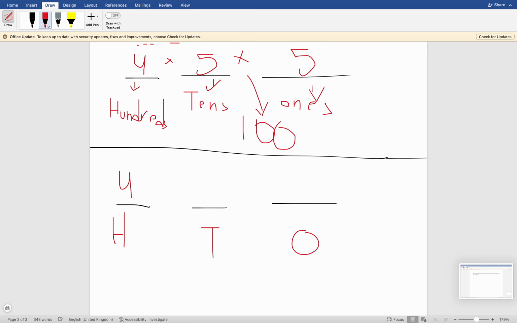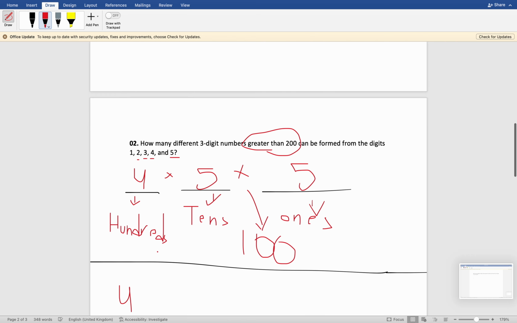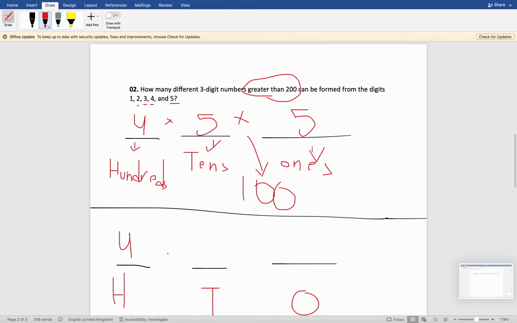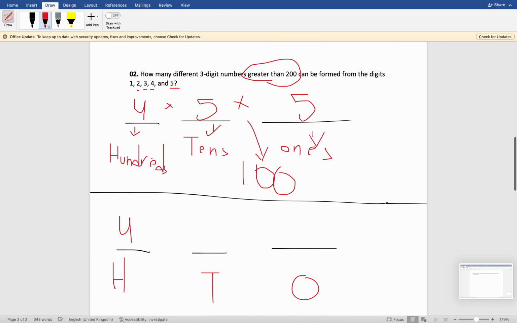Let's say we ended up picking the number 3 for this slot. That number 3 is now off the board. Now for the tens slot, we started with 1, 2, 3, 4, and 5, but since 3 is gone, we only have four choices left: the numbers 1, 2, 4, and 5.